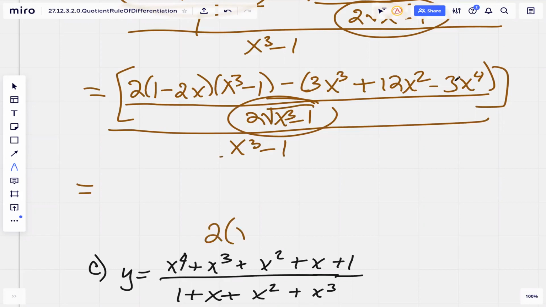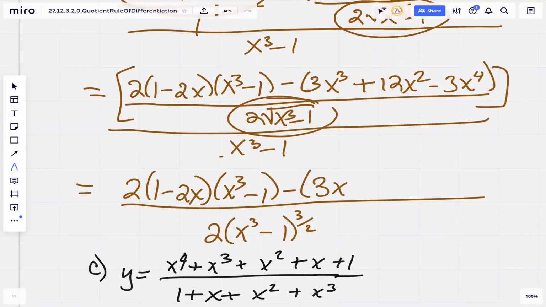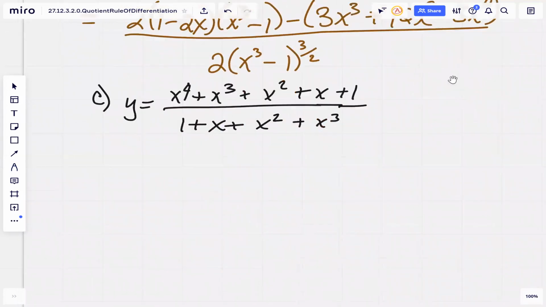So we have 2 times (x cubed minus 1) to the 3/2, all of that over this big mess, which I will just leave as is. 2 times (1 minus 2x) times (x cubed minus 1) minus... can we factor anything out? No, let's just leave it. Minus, in brackets, 3x cubed plus 12x squared minus 3x to the power 4. Good. Okay, let's use the quotient rule again.